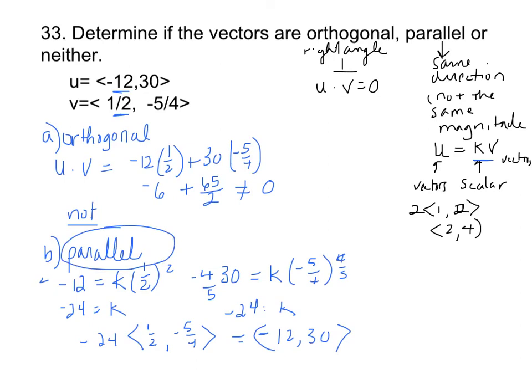So you check for orthogonal, because the dot product's easy to do, and then you check for parallel, and if it's not any of those, then it's neither. Okay? There's going to be one of each, and then they give you one where there's a k, and you need to figure out what k is. So I hope this gets you a little further on your assignment.